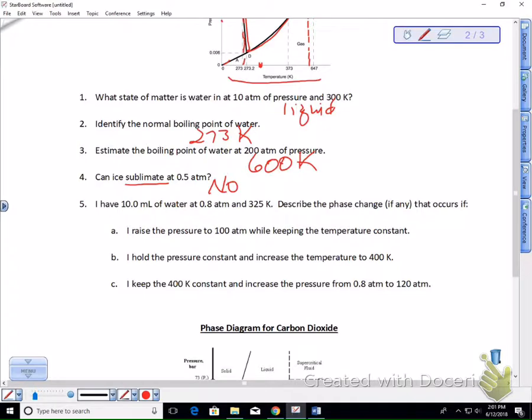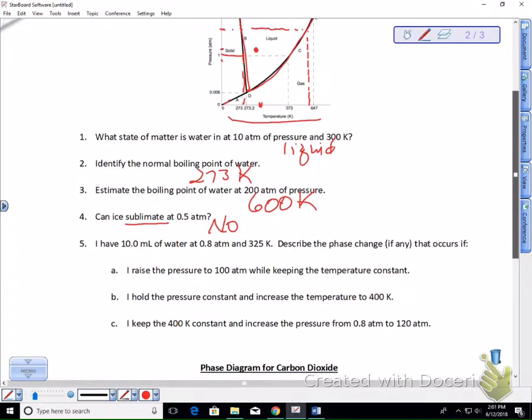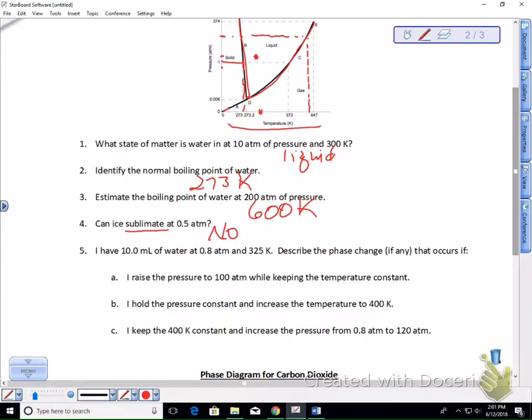I raise the pressure to 100 atmospheres while keeping the temperature constant. Okay, so we're currently at 0.8, so about right here. Keep the temperature constant, and let's go to 100 atmospheres.